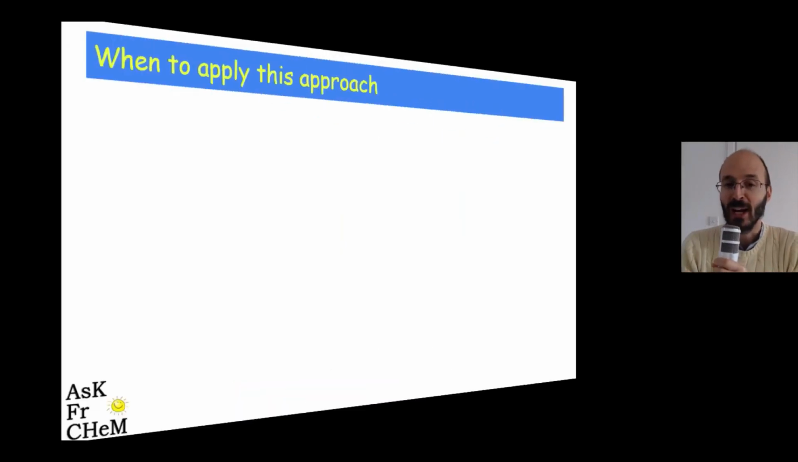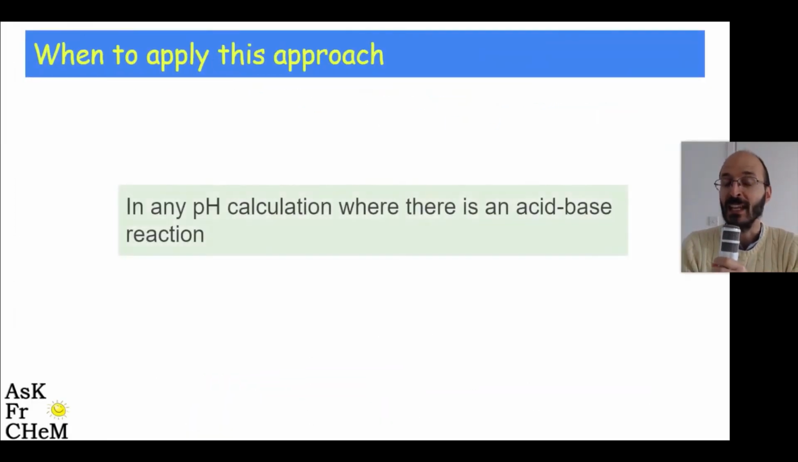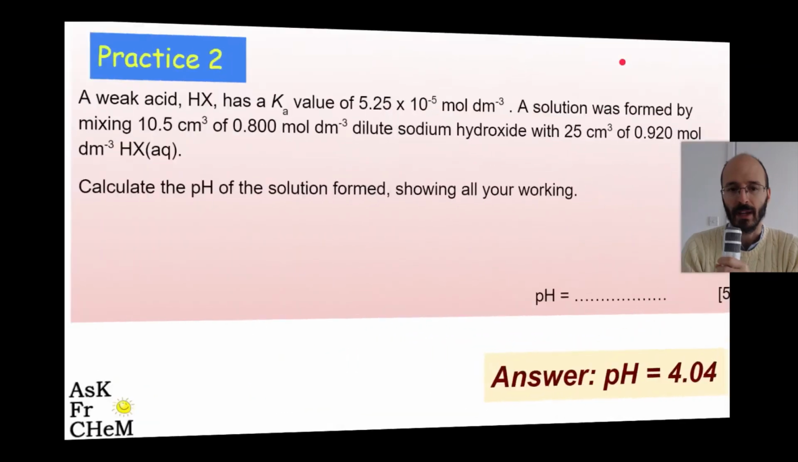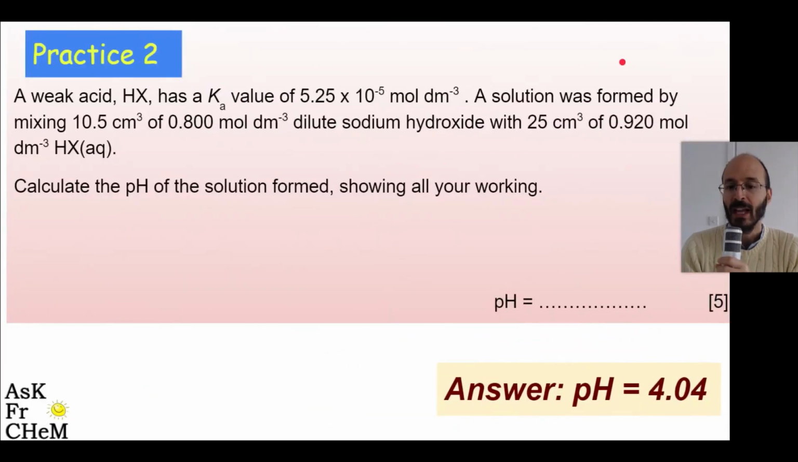Second part of the video, where can you apply this method? In any pH calculation where you have the reaction of an acid with a base. It could be a strong acid, it could be a weak acid. That's a practice question for you. That's the answer. If you don't get the answer, check this video. It will help. And that's the second question. If you don't get the answer, feel free to ask in the comments and I will answer you.